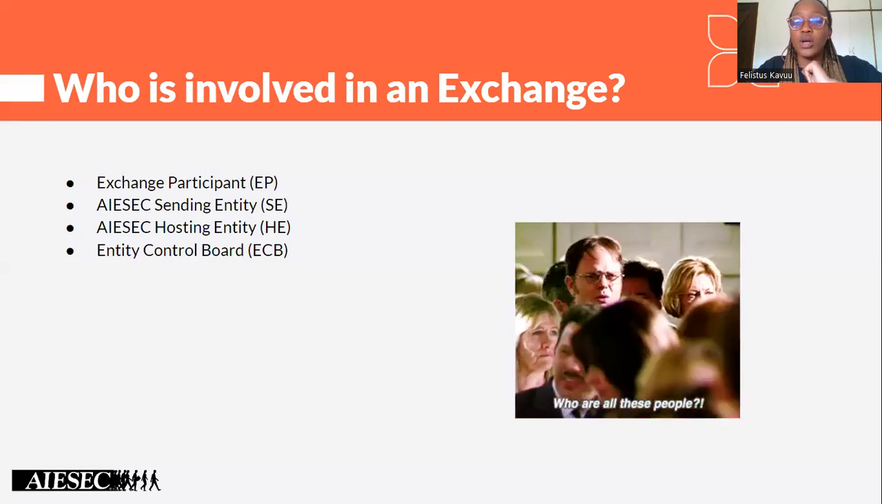Finally, I want us to talk about the entity control board. This is very, very important, because at the end of the day, IGV not only brings in EPs, but they also deliver quality standards. So basically the ECB is sort of like the policeman for exchange standards. They make sure that we are compliant in delivering exchanges that meet the exchange standards.